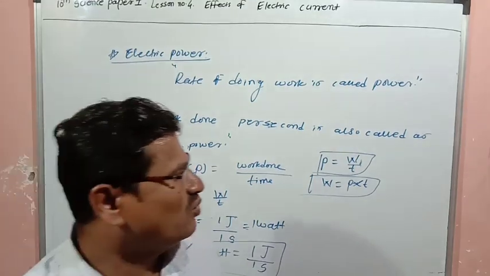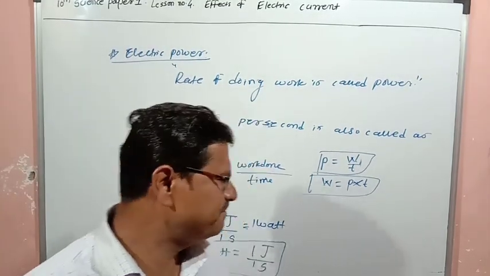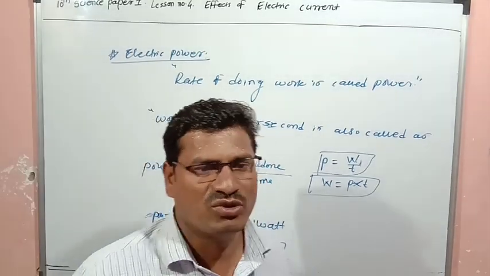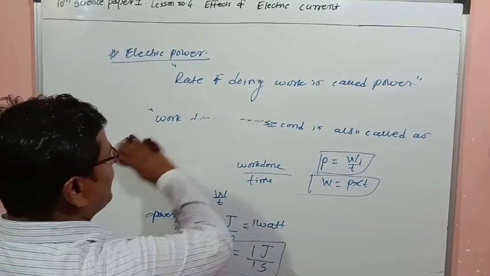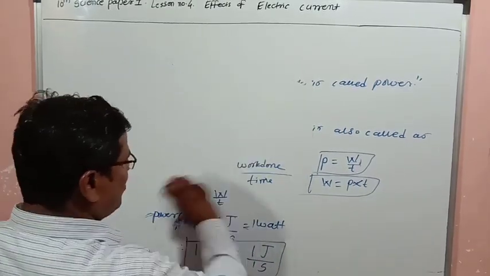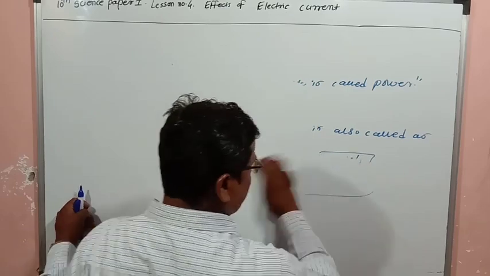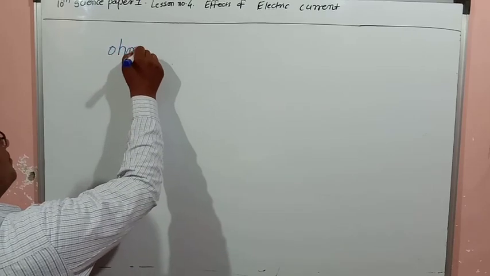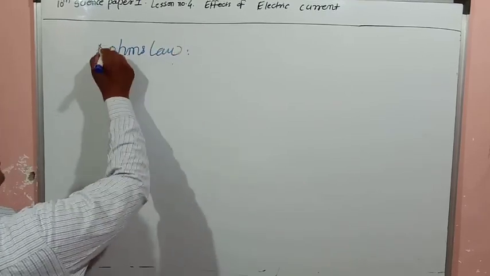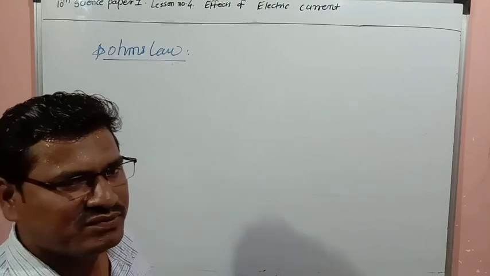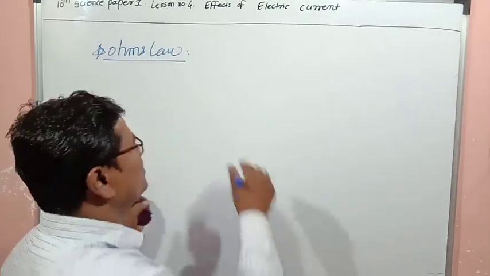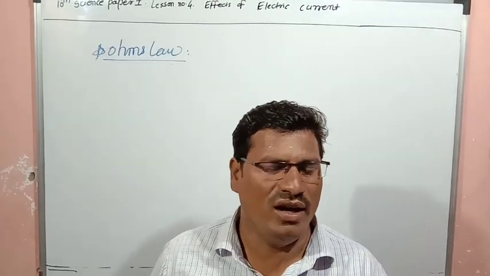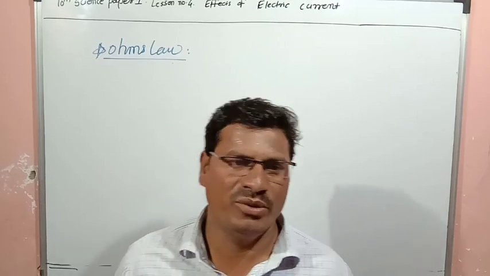After this, one more thing we have learned, and that is Ohm's law. Ohm's law we have studied. Next term is Ohm's law. So what is Ohm's law? You have to obtain this relation, V is equal to IR. The statement you have to remember.